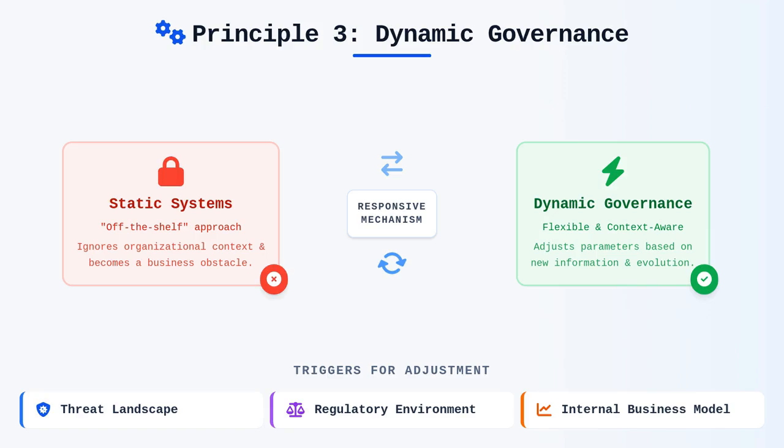This is not about constantly tearing down the structure and starting over, but rather about having a responsive mechanism that allows parameters to shift in light of new information. If your design remains rigid while the enterprise evolves, the governance framework will eventually become an obstacle rather than an enabler of business strategy. Constant vigilance ensures that your system stays current and relevant to the actual needs of the enterprise.